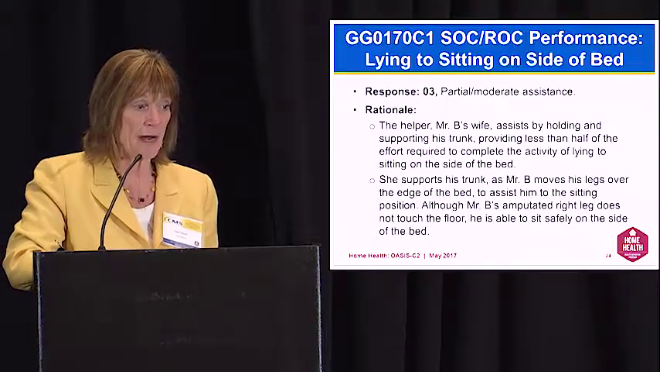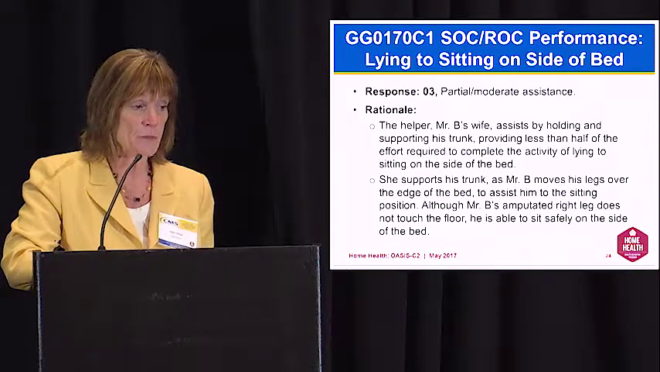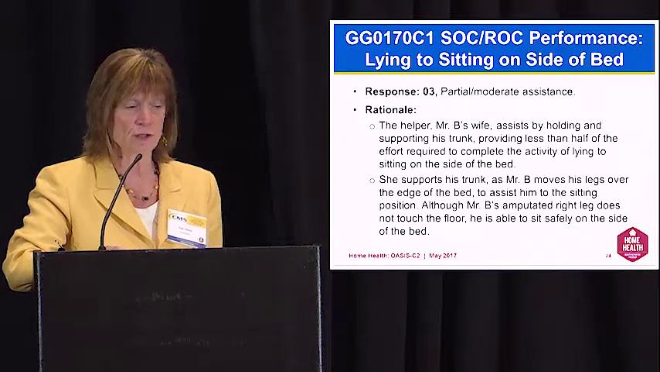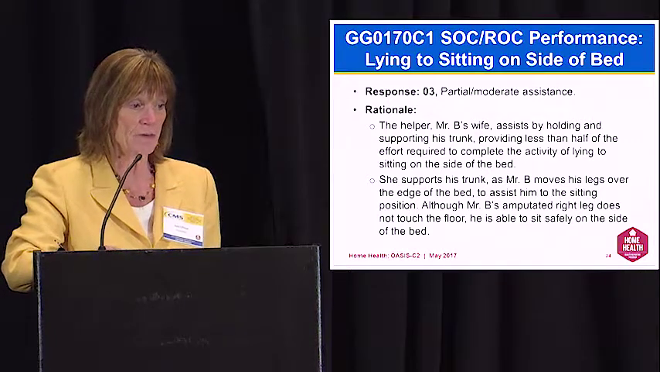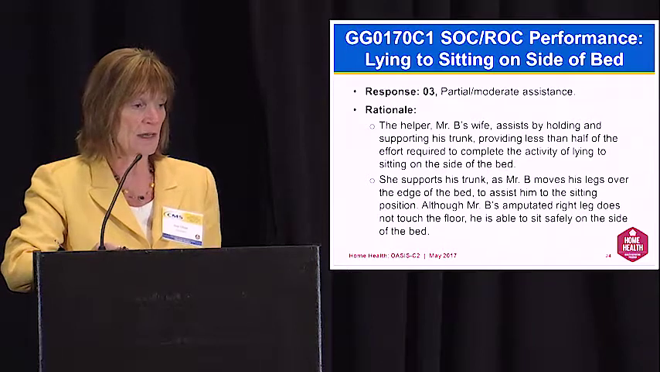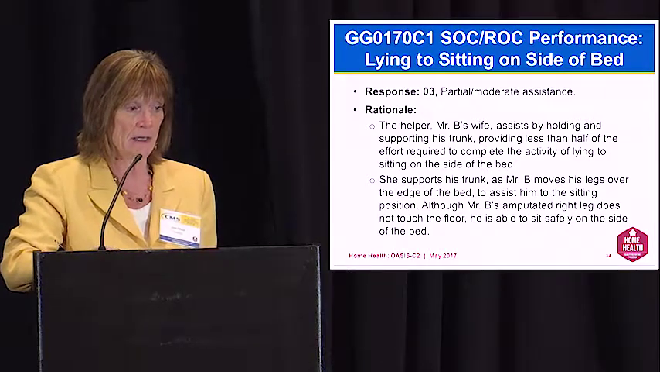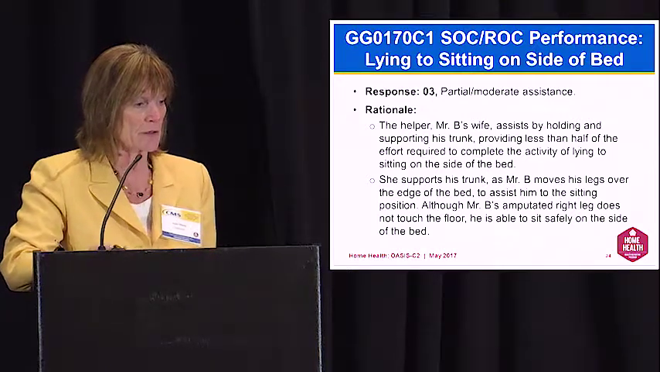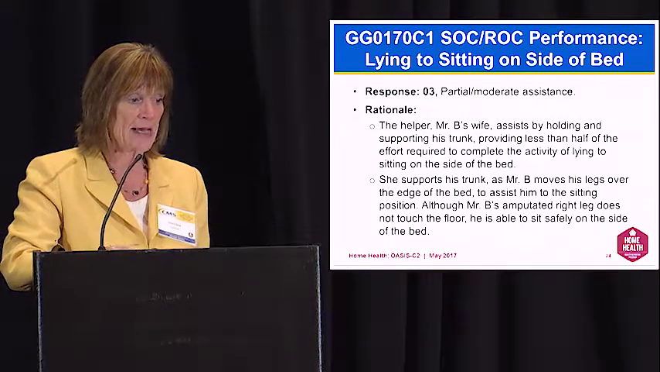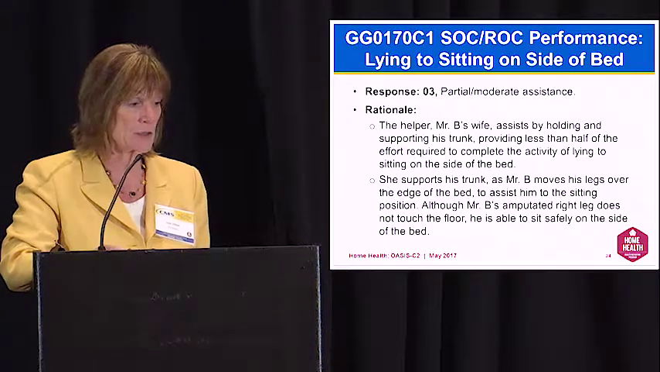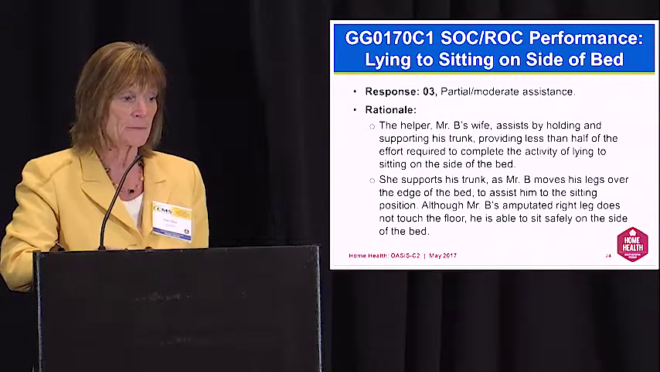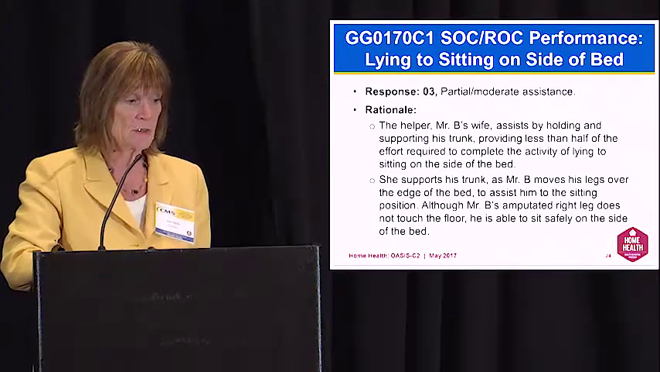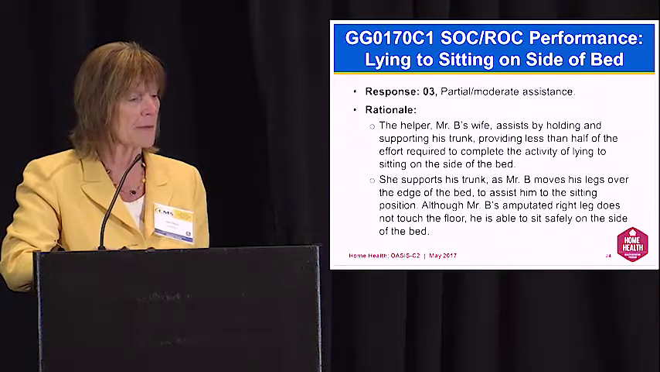For partial moderate assistance, and that was because Mrs. B, his wife, assisted by holding and supporting his trunk, so great job. She provided less than half of the effort to complete the activity, helping him move from lying to sitting on the side of the bed. The case study talked about her supporting his trunk as he moved his legs over to the edge of the bed to assist him to the sitting position. And although Mr. B's amputated right leg does not touch the floor, he was still able to sit safely on the side of the bed.